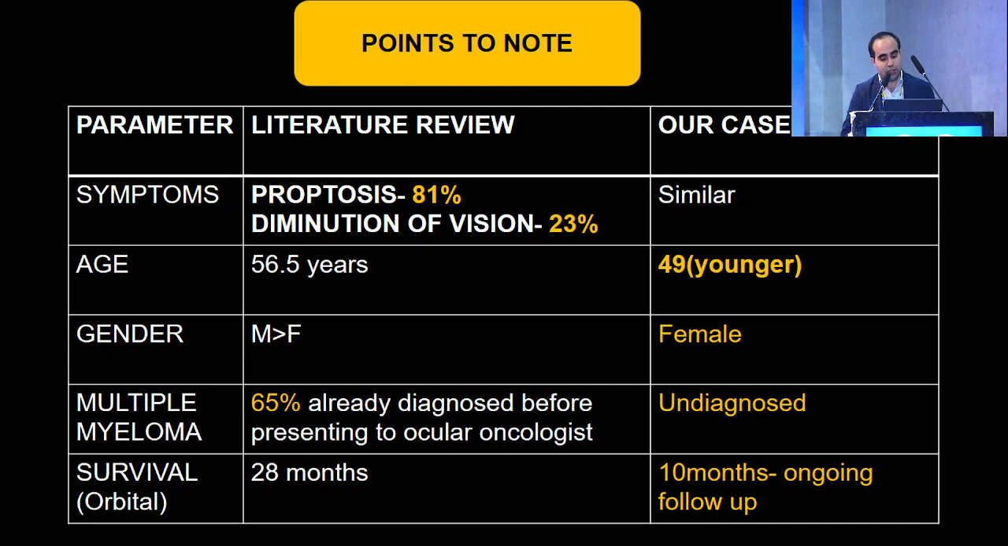In our case, she was a female, though multiple myeloma is usually a disease with a higher male preponderance, and the orbit was the initial presentation in her. We investigated her and we found that she had a lurking malignancy like multiple myeloma. Thank you.